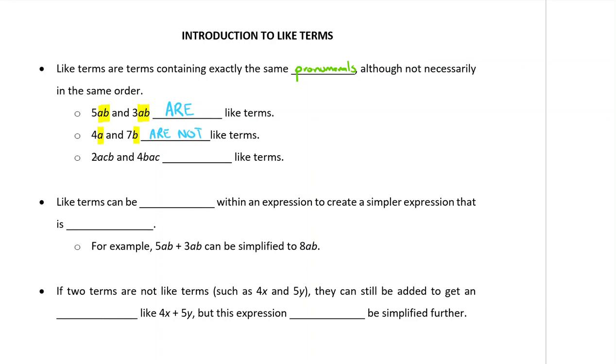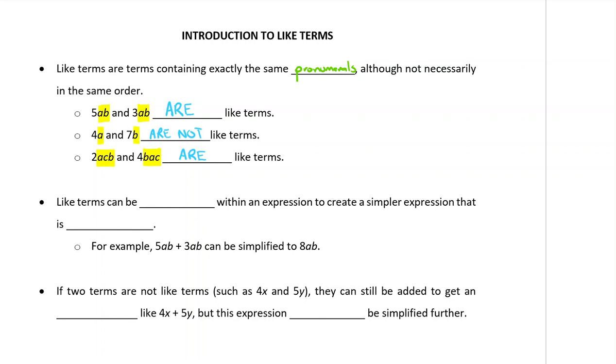The next one, 2ACB and 4BAC. Well, they're in a different order, but they both have an A, they both have a B, and they both have a C. So that means that they are like terms.